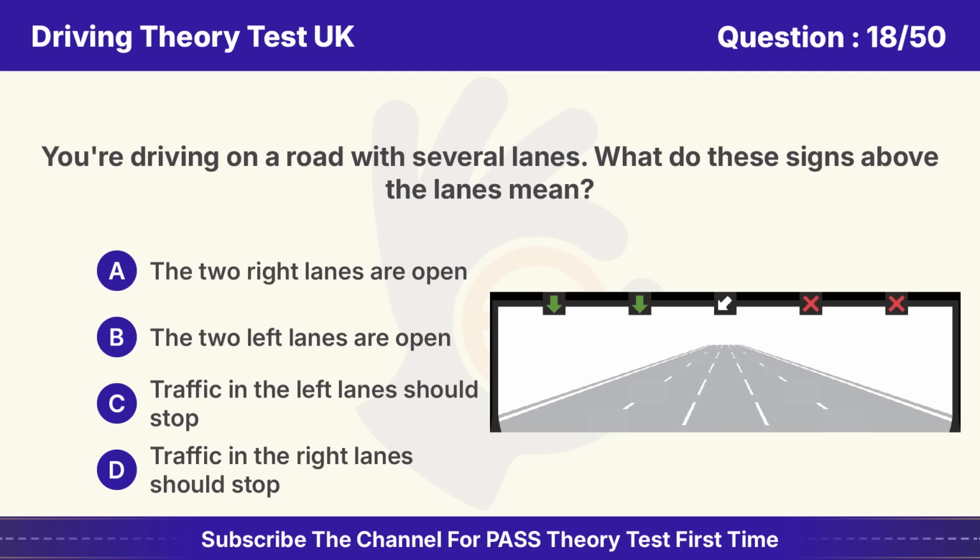Question 18. You're driving on a road with several lanes. What do these signs above the lanes mean? Option A. The two right lanes are open. B. The two left lanes are open. C. Traffic in the left lanes should stop. D. Traffic in the right lanes should stop.